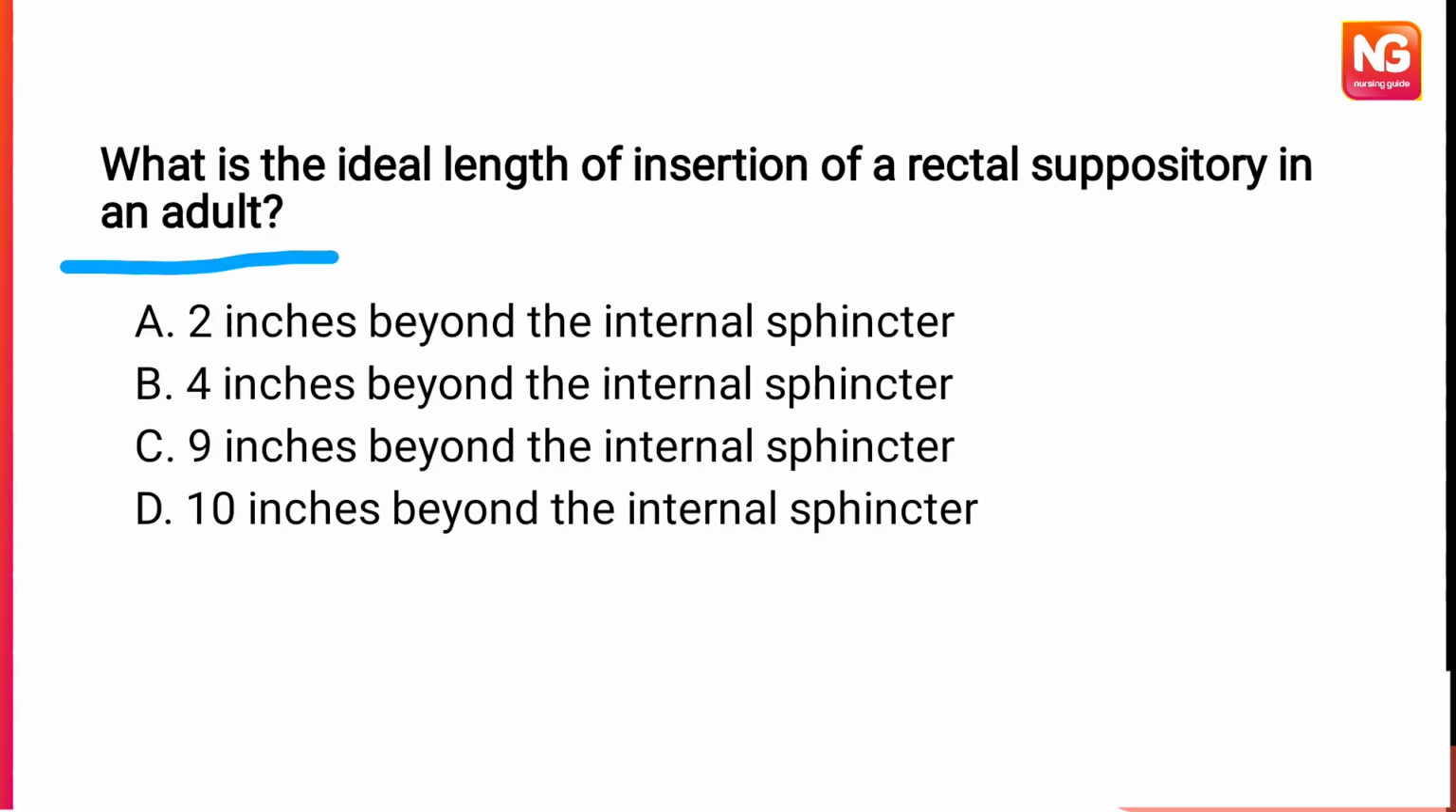Next, what is the ideal length of insertion of a rectal suppository in an adult? Option A 2 inches beyond the internal sphincter, option B 4 inches beyond the internal sphincter, option C 9 inches beyond the internal sphincter, and option D 10 inches beyond the internal sphincter. And the correct answer is option B, 4 inches beyond the internal sphincter. Four inches beyond the internal sphincter is the ideal length of insertion of a rectal suppository in an adult patient.